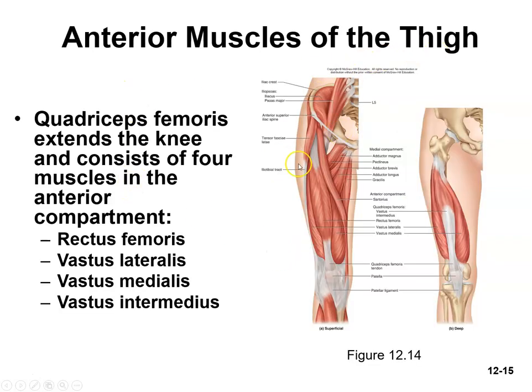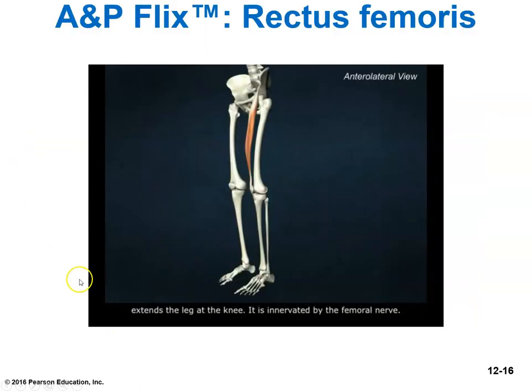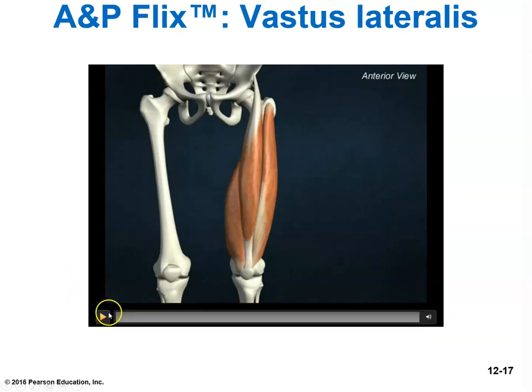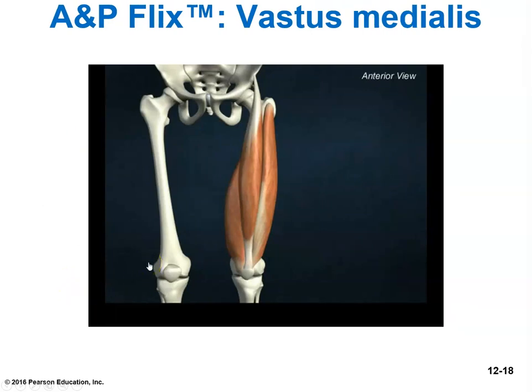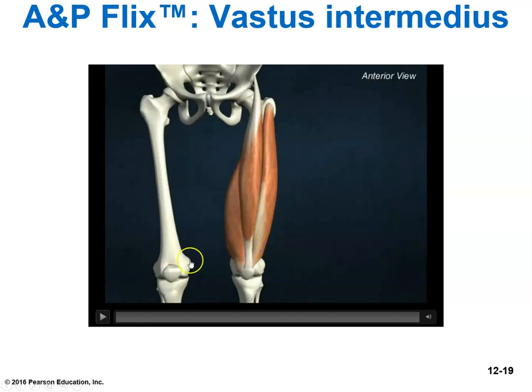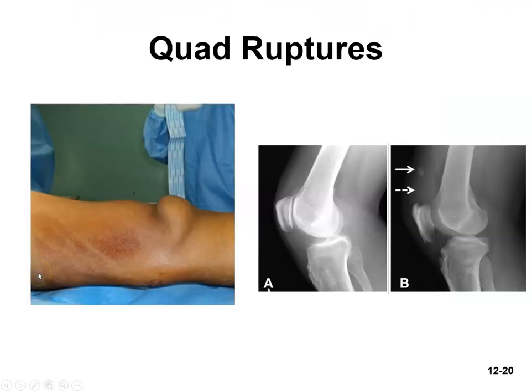Here are some anterior muscles of the thigh. You've got the rectus femoris, vastus lateralis, vastus medialis, and vastus intermedius here. Quadriceps femoris. So these 4 muscles make up your quadriceps. Quad meaning 4. They all are innervated by the femoral nerve and insert into the tibial tuberosity.